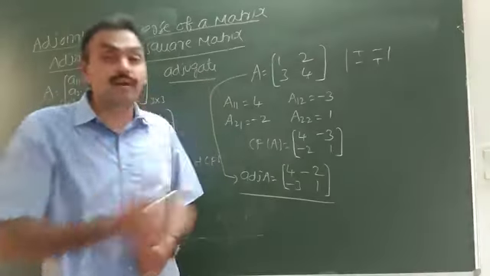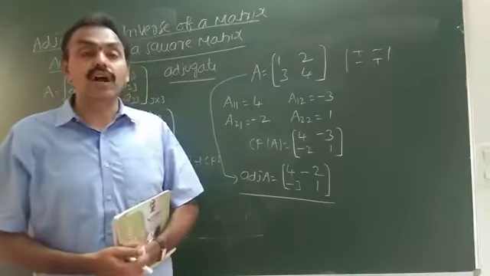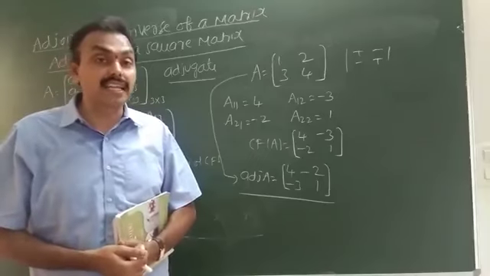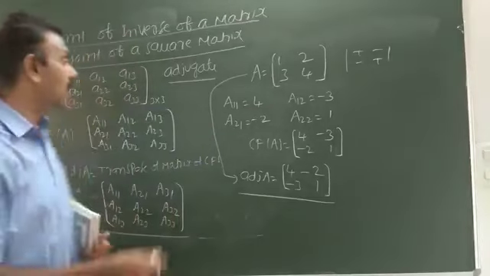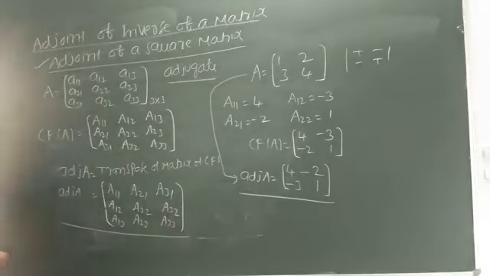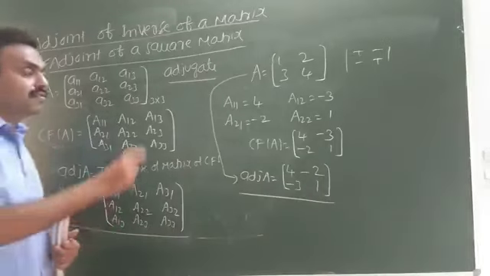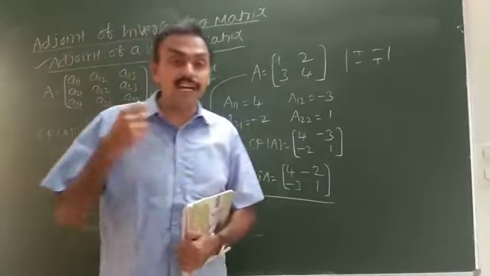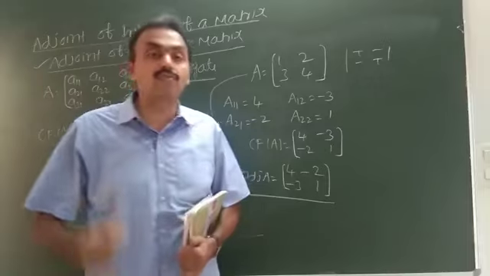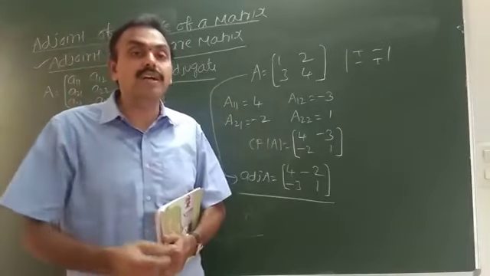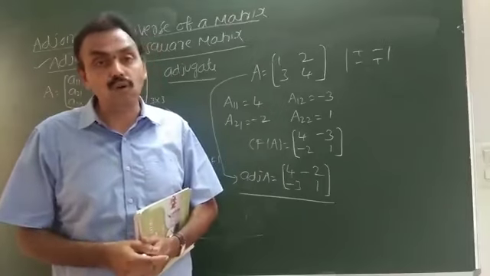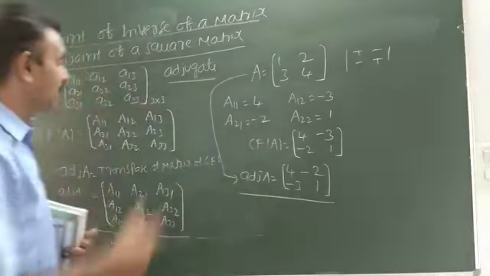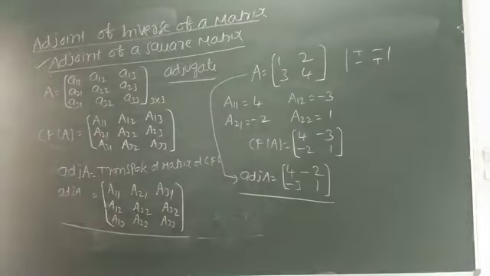For a 2 cross 2 matrix, you can find the adjoint directly by interchanging the diagonal elements and changing the signs of the other elements. Students, I think you have understood how to find the adjoint. Similarly, if we are given a 3 cross 3 matrix, find the cofactor of all the 9 elements, form the cofactor matrix and take the transpose of the matrix of the cofactors. I think you have understood. Let us move on to the theorem, one of the important theorems.